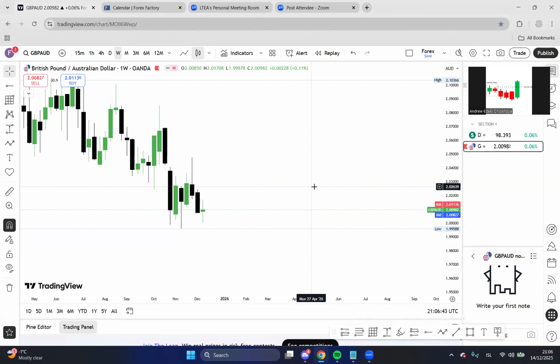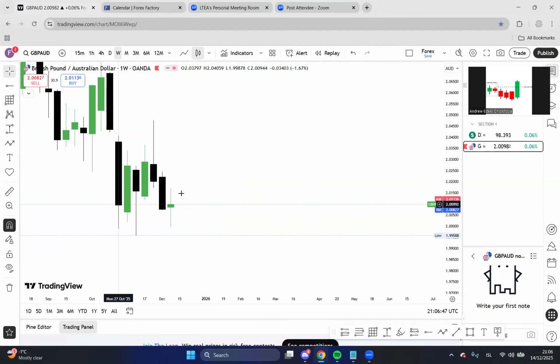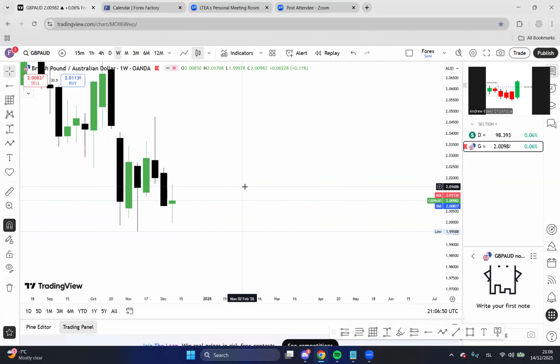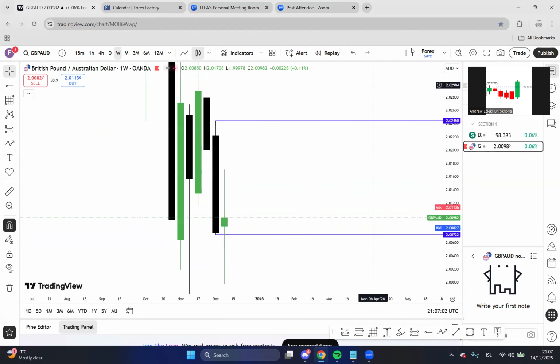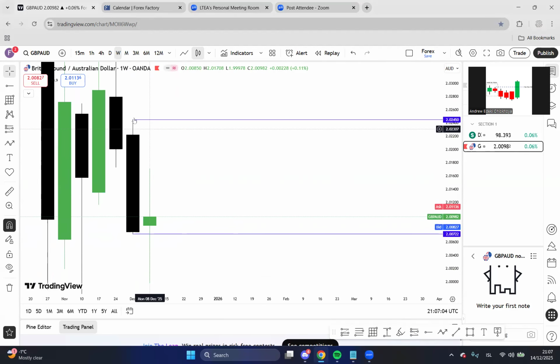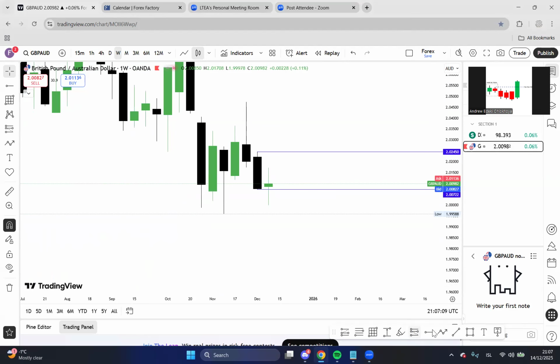So let's use this pair, for example, GBP AUD. This is last week, but this is the previous week, two weeks ago. Let's say we come into this market and we identify the high and the low. Which means we have major liquidity above at the highs, and of course, we also have other lows below.